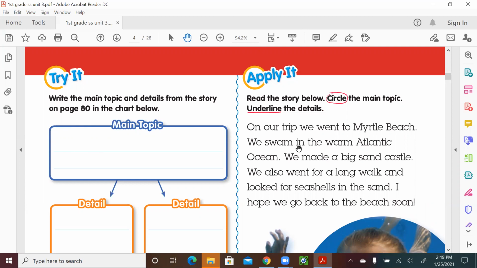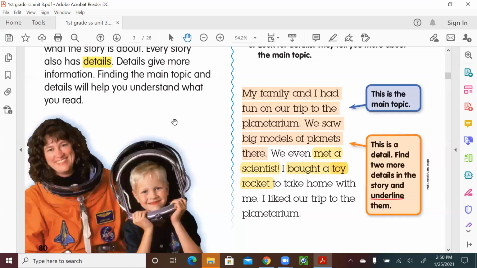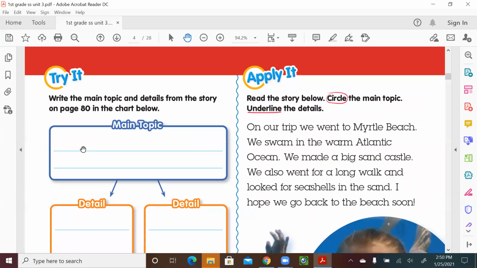Now try it. Write the main topic and details from the story on page 80. So we had the main topic here: trip to the planetarium. So that's the main topic. You're going to write it here.